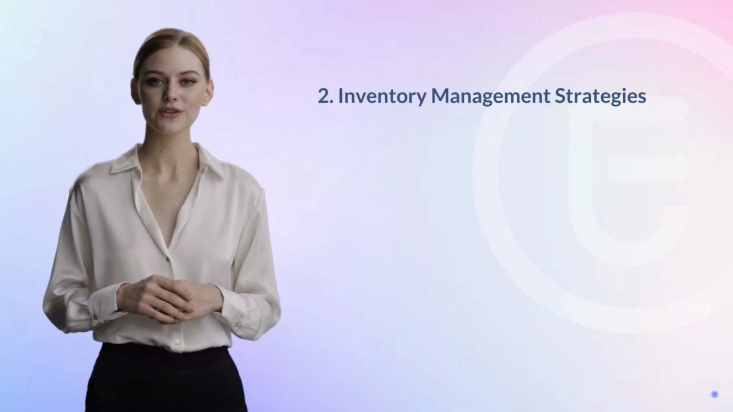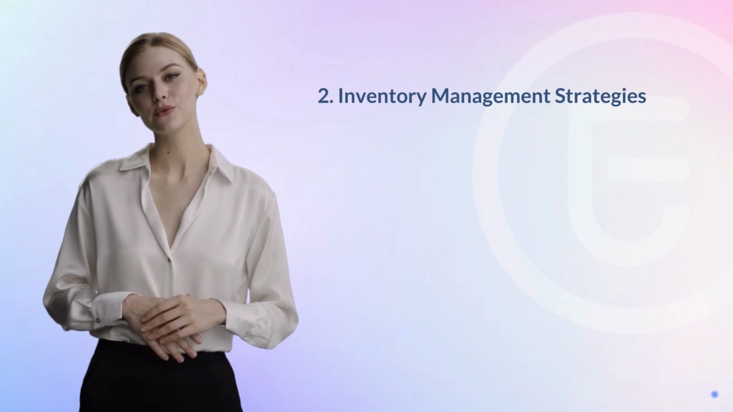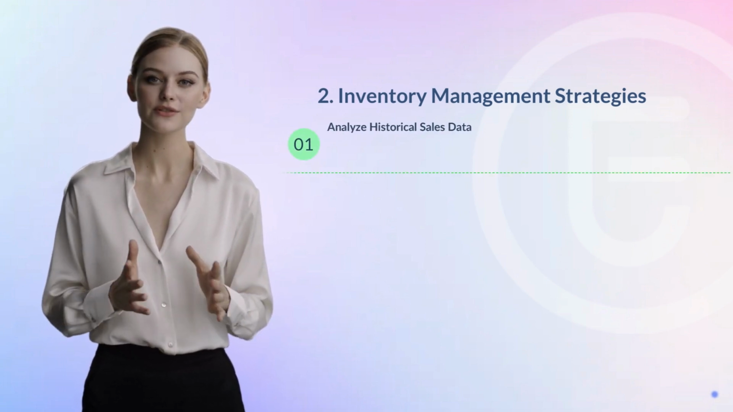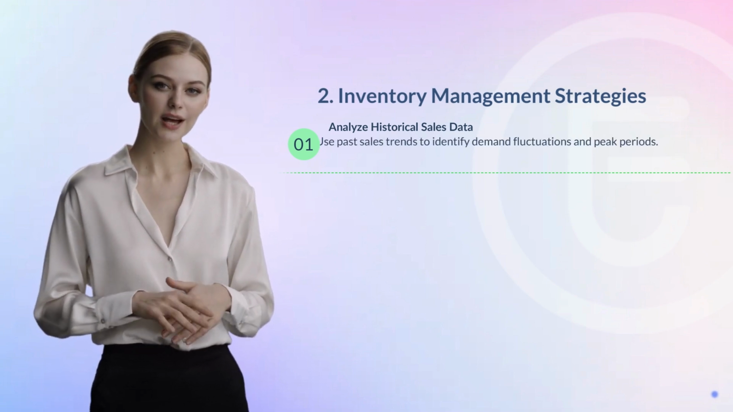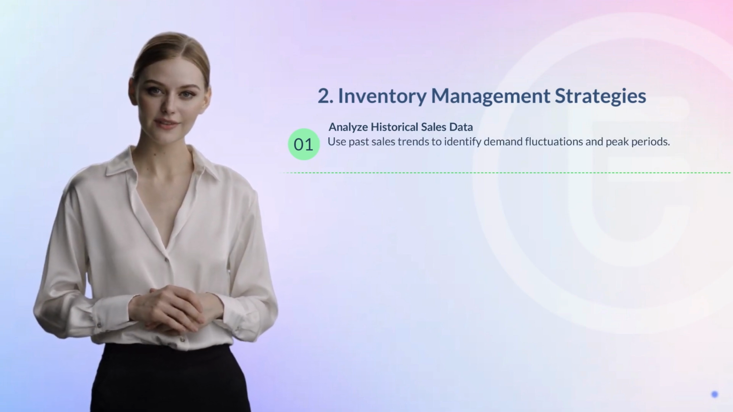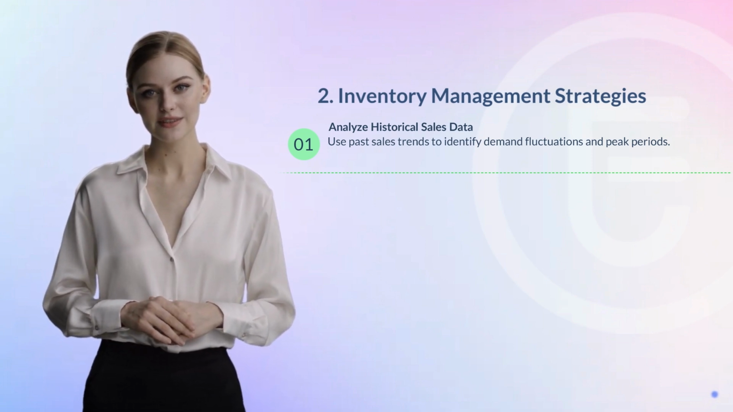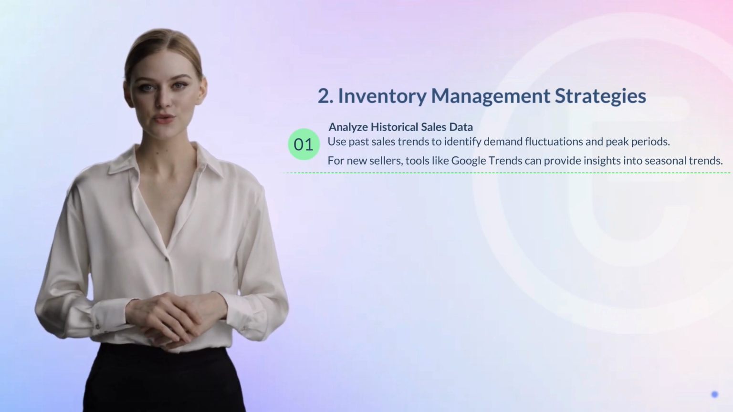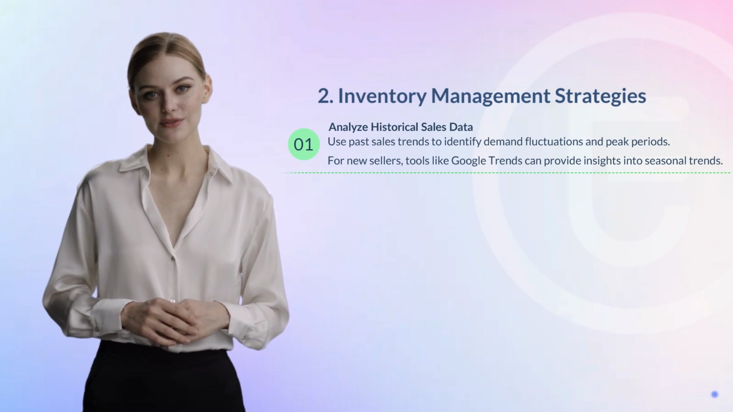Effective inventory management is crucial for seasonal selling, whether it's new launch products or existing products. Plan inventory levels based on historical sales data to identify demand fluctuations. Analyzing past sales trends reveals when sales peaked and how long the best-selling period lasted. For new sellers without historical data, industry reports and tools like Google Trends can provide valuable insights into seasonal trends.